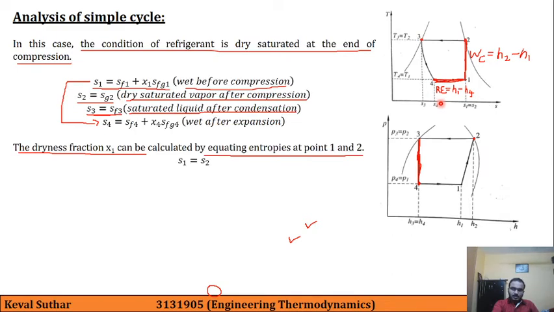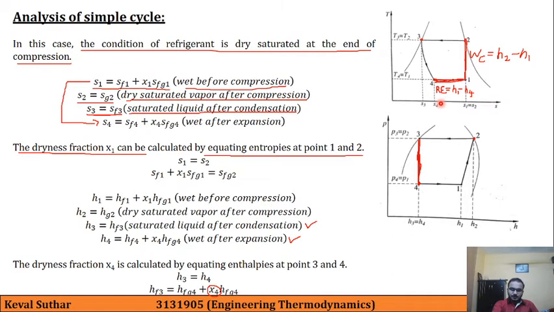Now the next topic was analysis of the simple cycle. Here for refrigerants we will have separate refrigeration tables from where we can get all these values, and these are the entropy values and enthalpy values at four different points in the cycle.